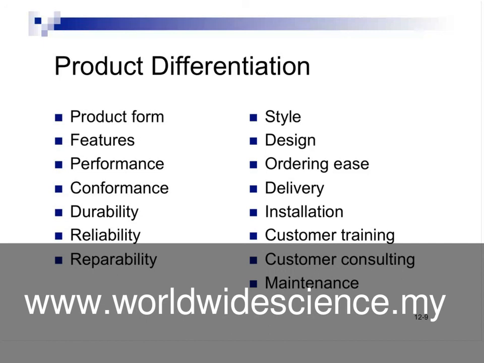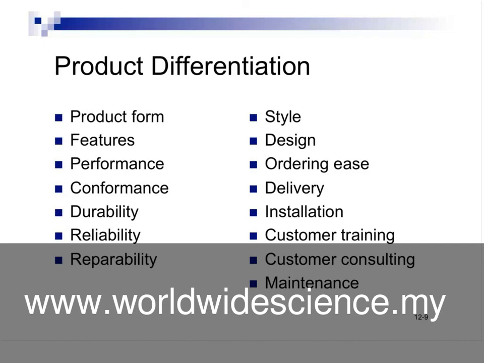Then ordering ease: how easy it is to order the product. Should you travel a long distance just to get to the place that offers the product, or is it easy delivery? Can you order it online? All these are important. And then delivery: when customers order a product, how easy is it to deliver that product to them. Then installation is how easy it is to install the product. Is it easy to get the product to the operational level so that it can function?